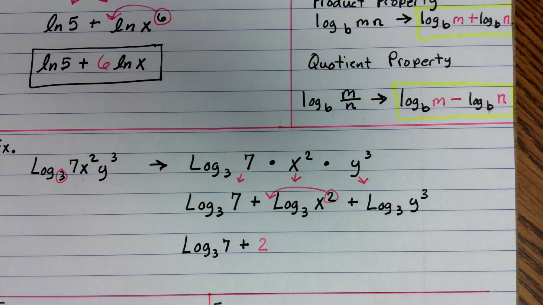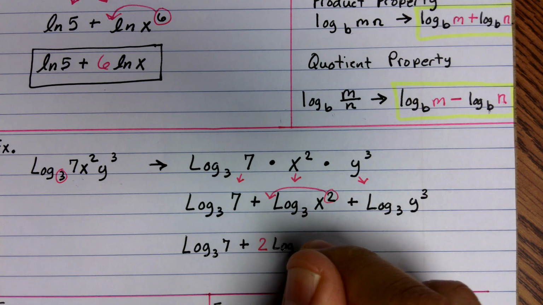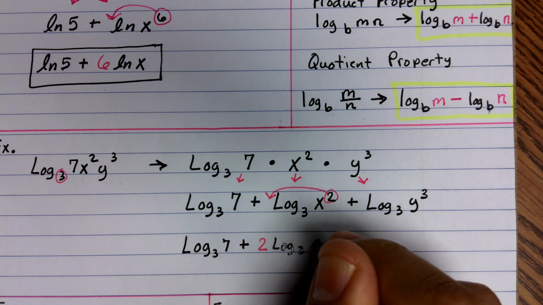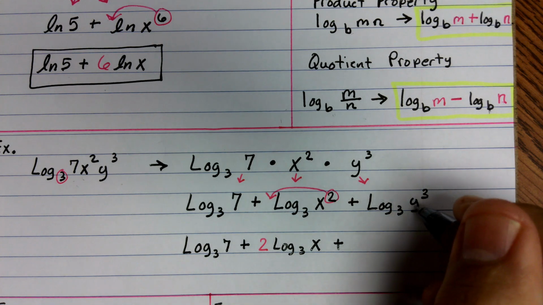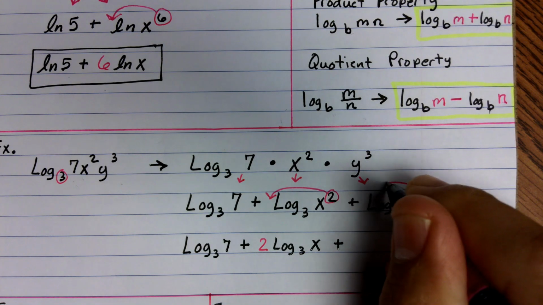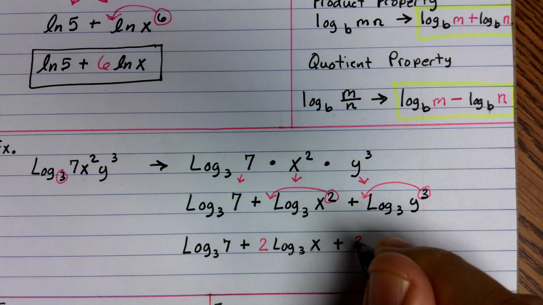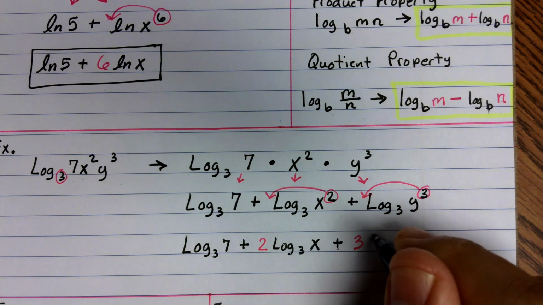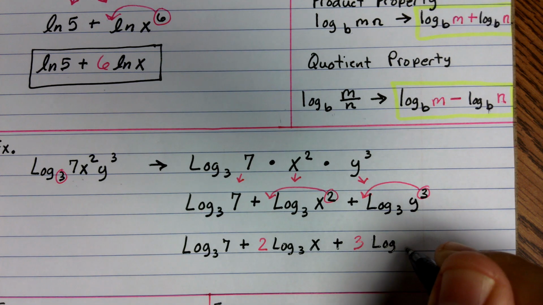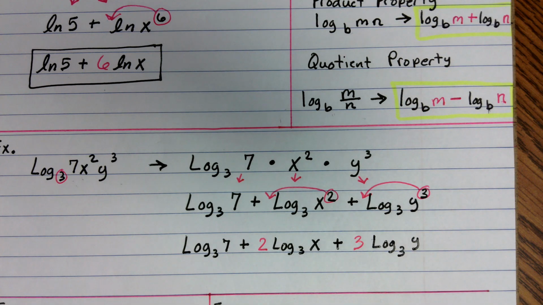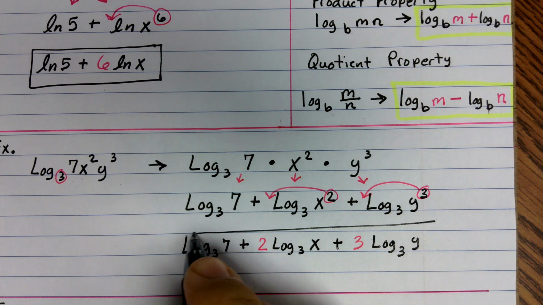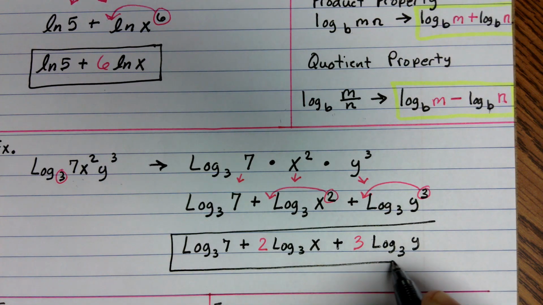So it's going to be 2 log base 3 of x plus, and to the y cubed, I'm going to take that value of 3 and run it in front. 3 log base 3 of y. And then this is my final answer. It is now expanded.